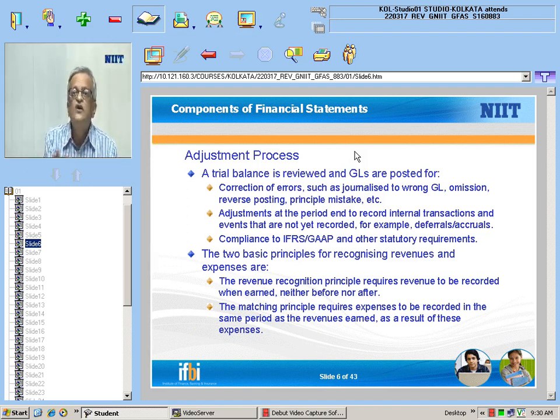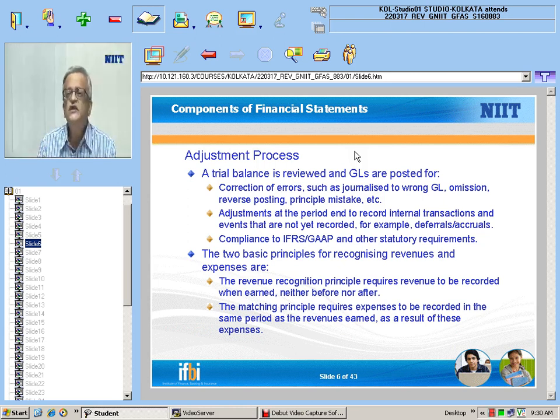Similarly, if there is a sales commission payable related to that sale, the sales commission also has to be accounted for simultaneously. So this is called the matching principle. The matching principle requires expenses to be recorded in the same period as the revenue earned as a result of these expenses.